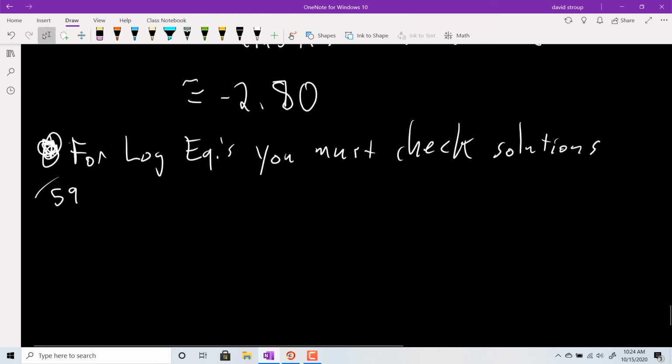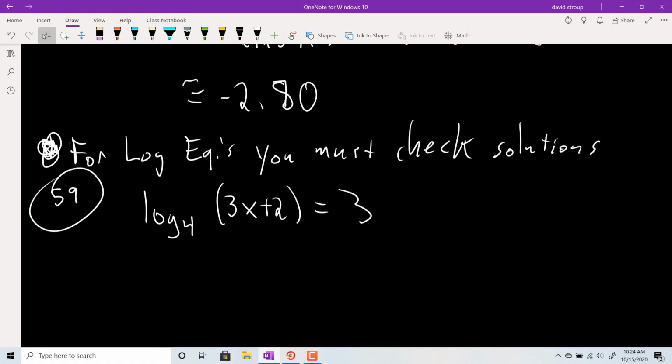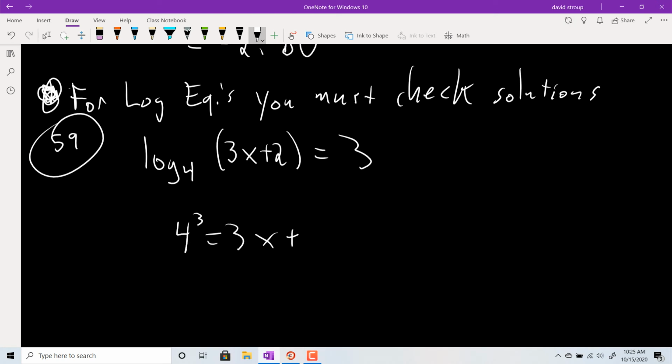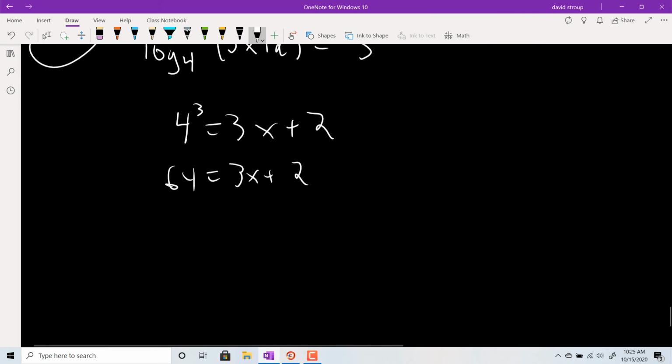So anyways, let's look at 59. Log base 4 of 3x plus 2 equals 3. Again, there's 2 different ways to solve these things. You can use the definition, or you can get logs on both sides and then equate the insides of the logs. So using the definition first, we have 4 to the third power equals 3x plus 2. So 4 to the third is 64. That equals 3x plus 2. And then solving for x, 3x equals 62, and then x equals 62 thirds.